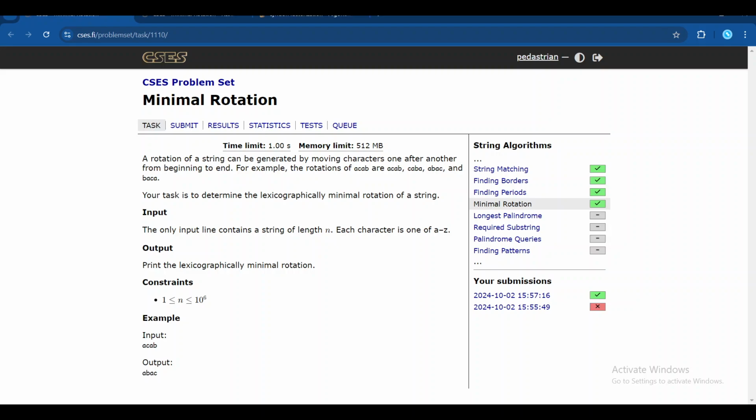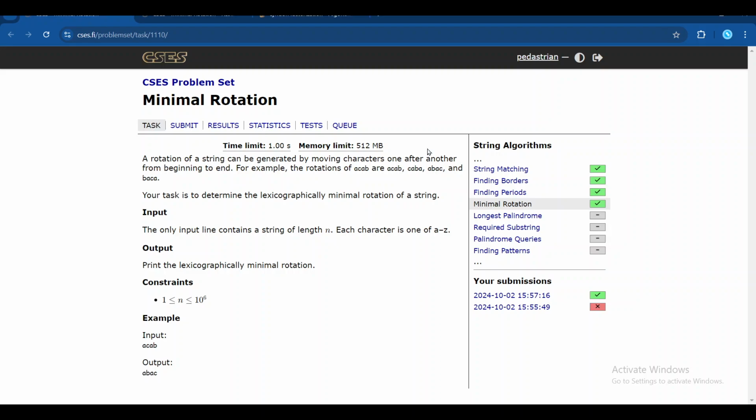Hello everyone. Today I am going to discuss one problem of the CSES problem set, which is Minimum Rotation, and the string algorithm required to solve this problem. This problem is a bit hard, but the algorithm behind it is quite interesting. I suggest you watch this video slowly, and if needed, watch it multiple times. Okay, so let's go through the problem.